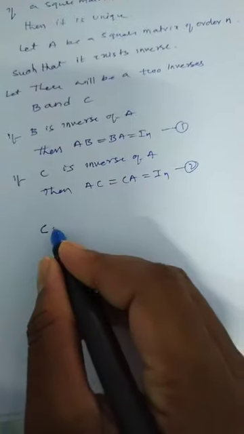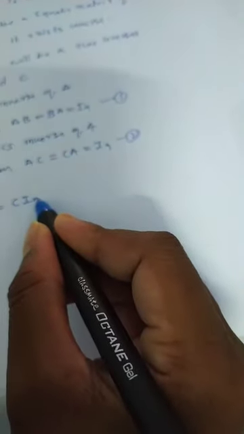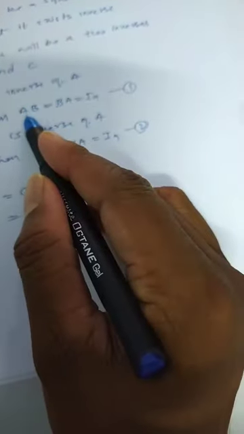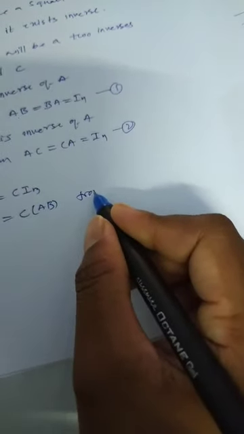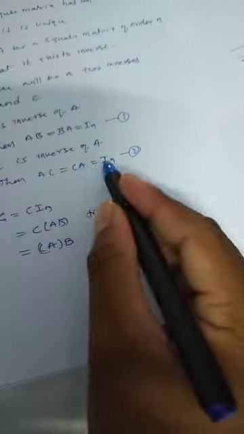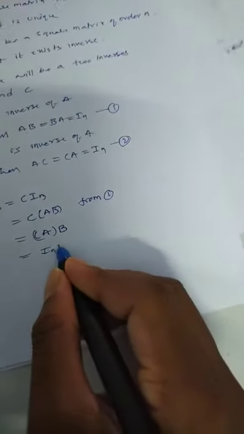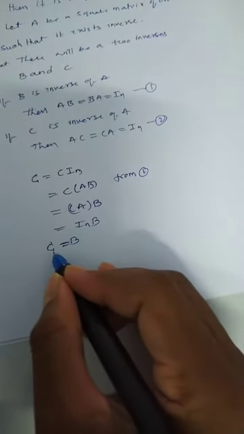So I am writing the C matrix as C into I_n. Nothing will happen. Here the C matrix we are multiplying with the identity matrix, so nothing will happen. So in place of I_n, we can write AB or BA. So I am writing AB from 1. Okay, by the associative property we can interchange the brackets: CA into B. In place of CA again we can write I_n into B. So I_n into B is B. So C into B, I_n into B. So finally we have proved that C and B are equal.